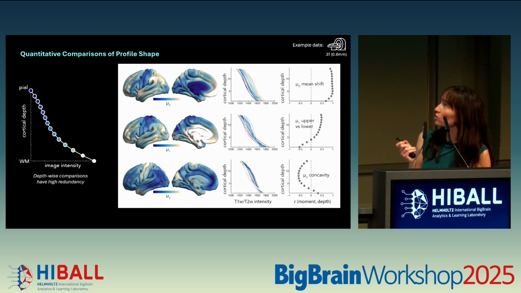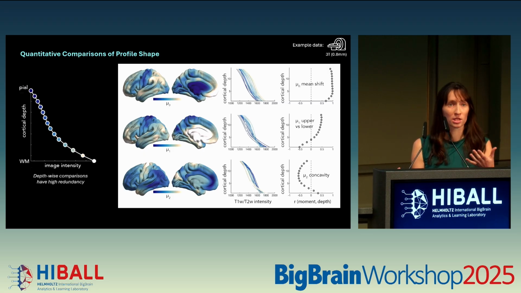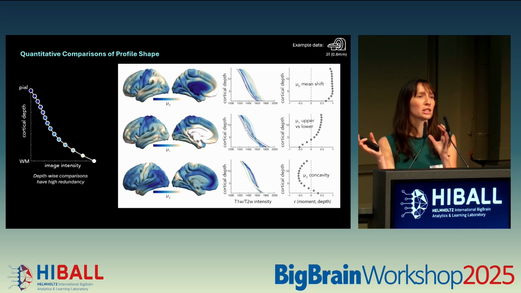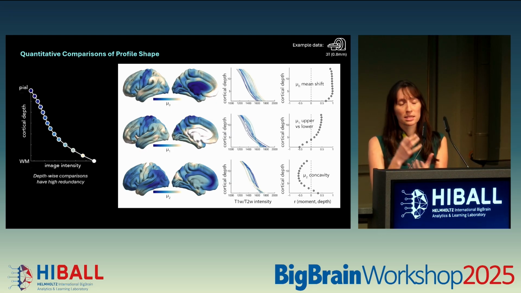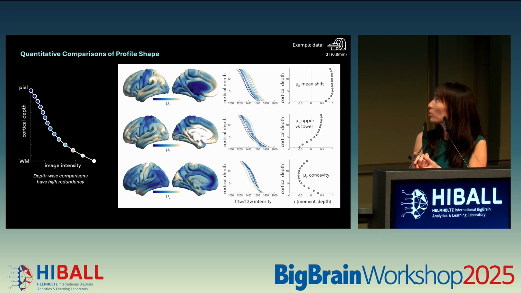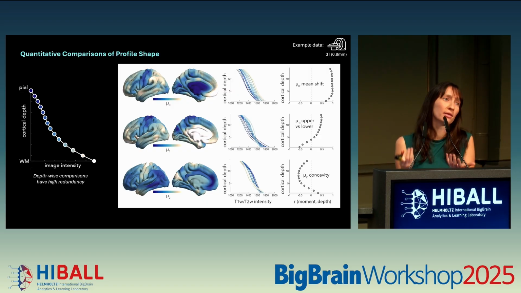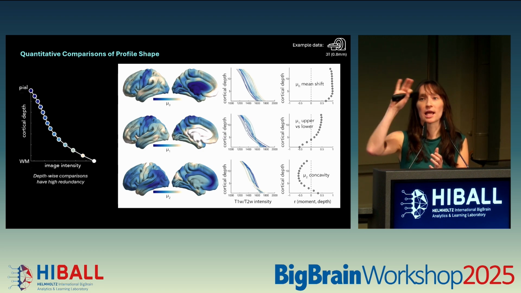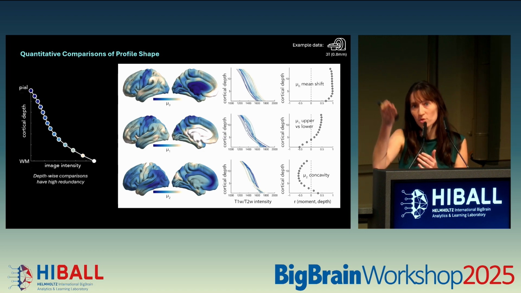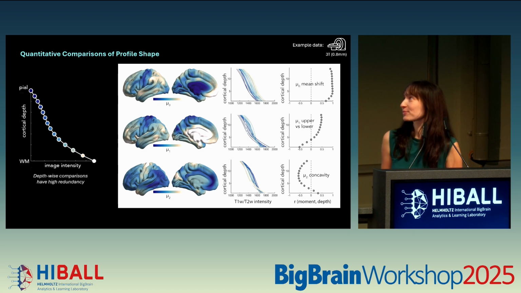And the later two, though, the first and the second moment. The first relates to the center of gravity, so it's sensitive to the balance between the upper and lower intensities. And the second moment is more related to the standard deviation across depths. And in vivo MRI, we find it's related to the concavity of the profile, so if it's flat or if it's a bit bumpy.